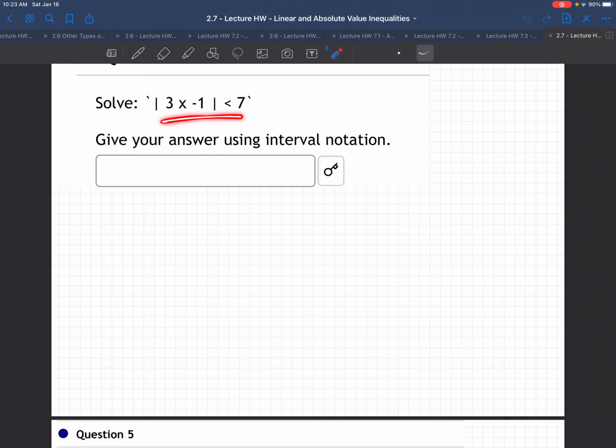Welcome to an example in which we're solving an absolute value. Let me bring it down here. Absolute value 3x minus 1 less than 7. How do we do this?